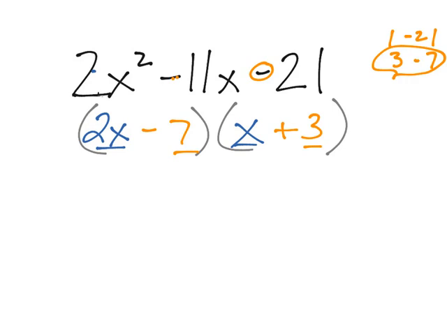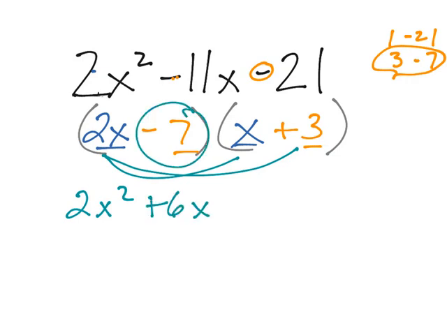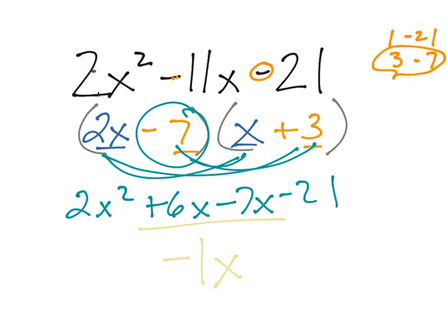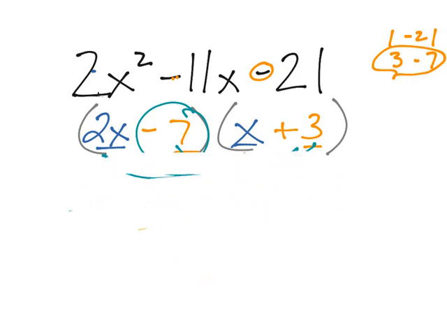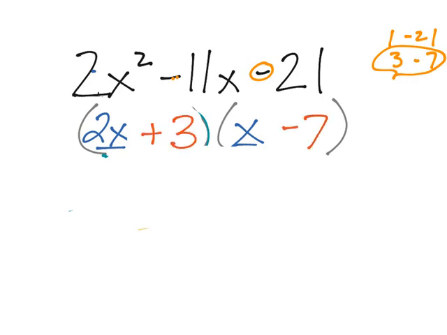And now again, we check. 2x times x is 2x squared. 2x times 3 is 6x. Then I come this way. Negative 7x, negative 21. I check my middle terms, negative 1x. That is not what we started with. This is not correct. Now, some people like to be very systematic about their checking. I'm a big fan of saying, okay, if 7 and 3 didn't go there, let's just flip them and see what happens. So let's make this a plus 3 and a negative 7.